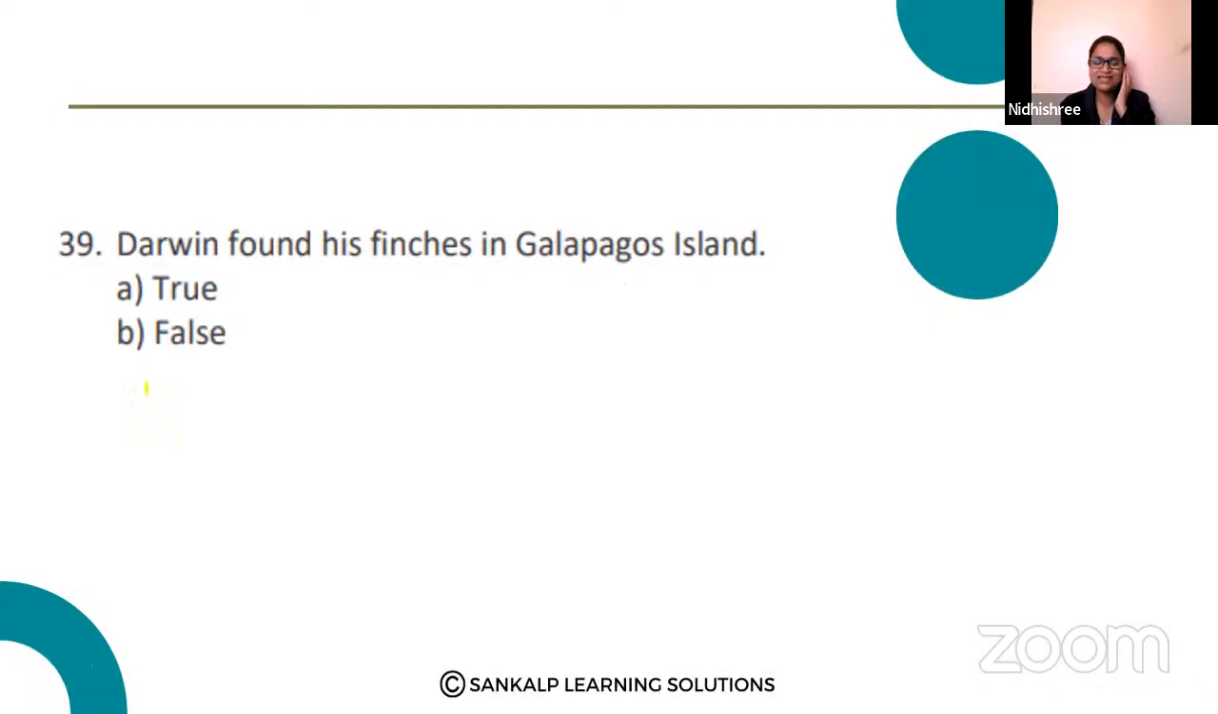The 39th question goes like this, guys. Darwin found his finches in Galapagos Island. Whether this statement is true or false. Option A, that is, true. It is found in Galapagos. It is the right answer. Okay, great.